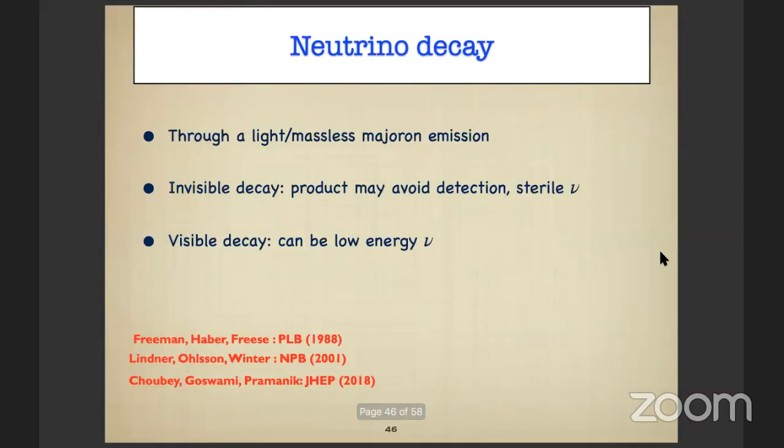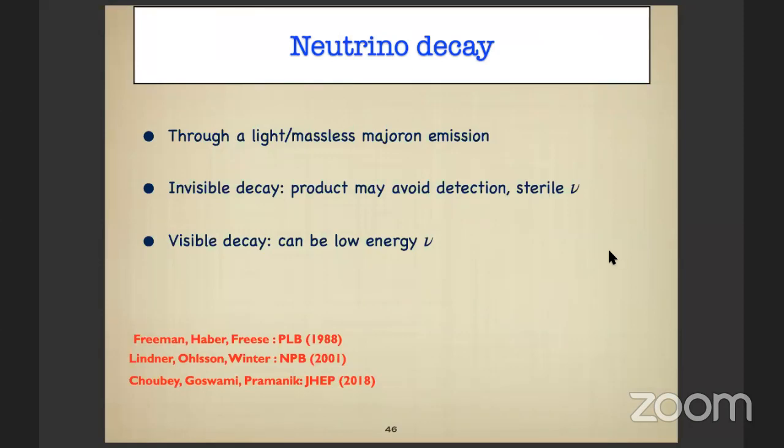So finally, there is a mention of neutrino decay also, for which there is also a large number of literature. The theory of neutrino decay can be through a light or massless Majoron emission, and the decay products can be invisible. That is maybe sterile neutrino, or maybe it can avoid detection due to low energies, etc. Or the products of the decay can also be visible. For example, they can be low energy neutrinos also.